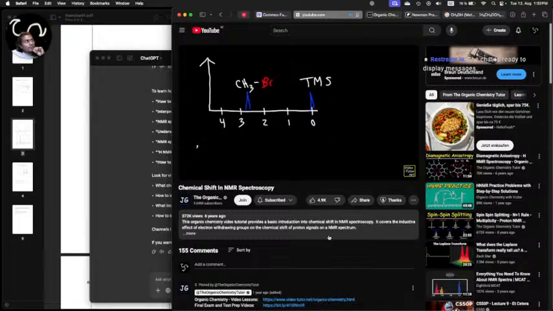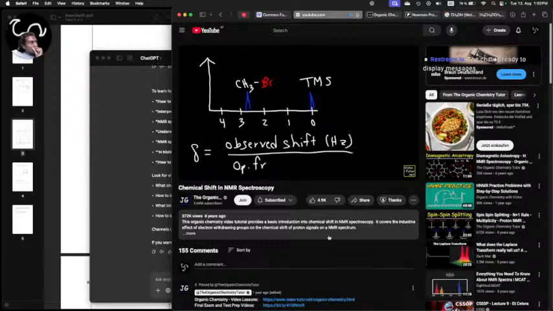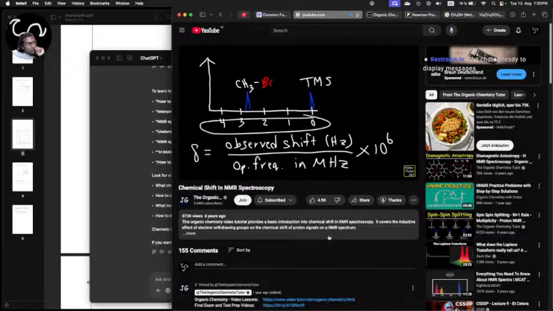In this video, we're going to talk about chemical shift. Chemical shift, represented by the symbol delta, is basically the ratio of the observed chemical shift, which is typically given in hertz, divided by the operating frequency of the spectrophotometer, which is typically given in megahertz. Now, to get a number between 0 and 12, you're going to have to multiply this by 10 to the 6. Now, on the x-axis, these represent chemical shift values for different signals. And the units is ppm, parts per million.